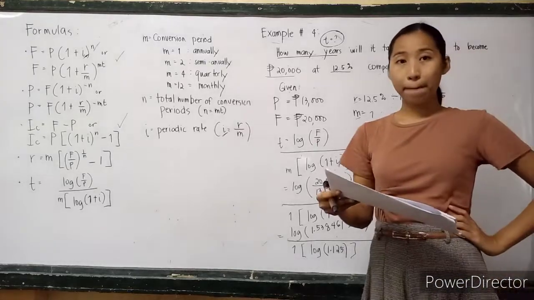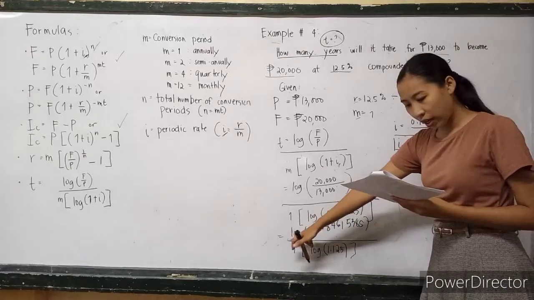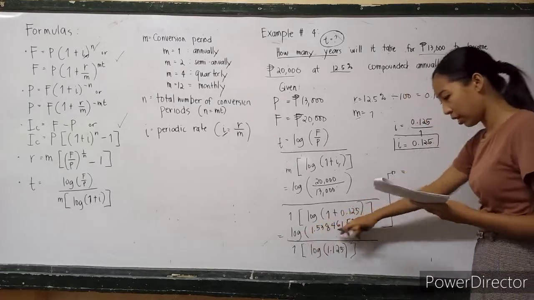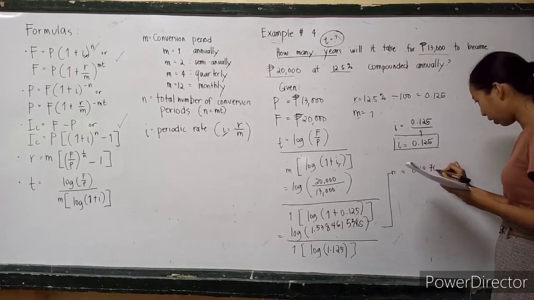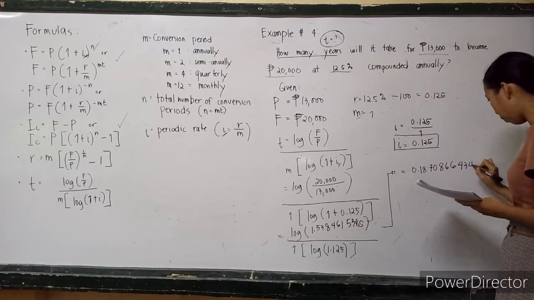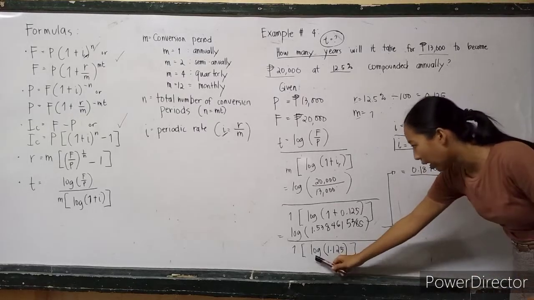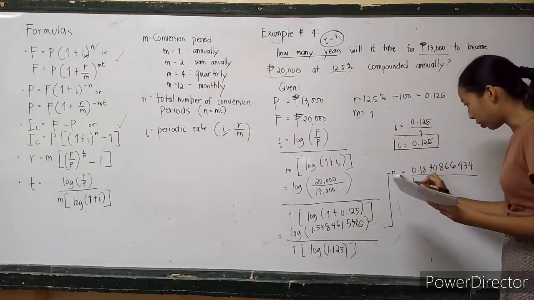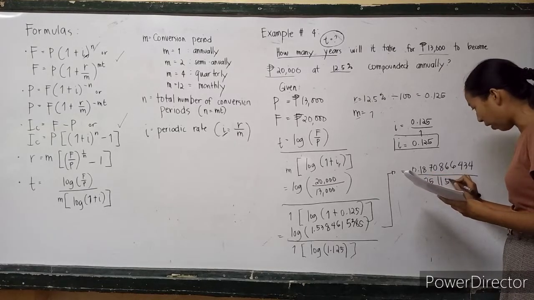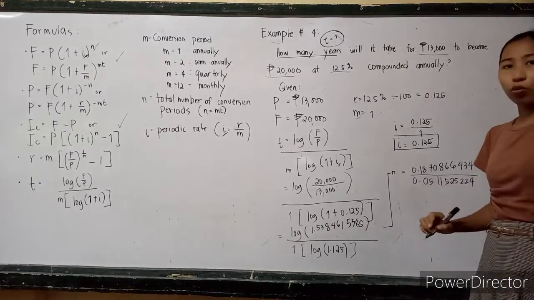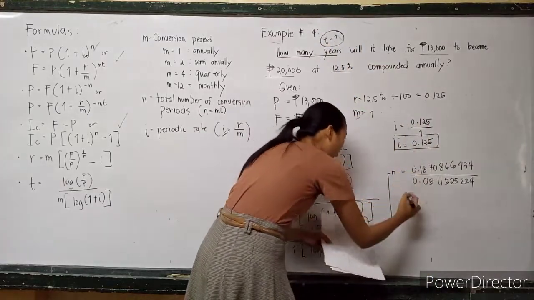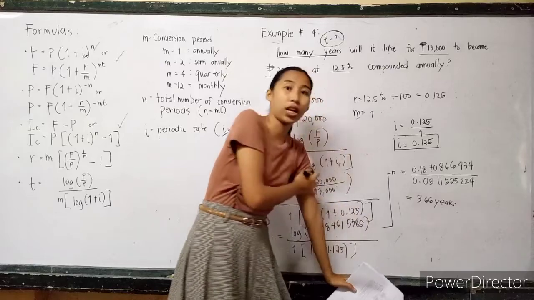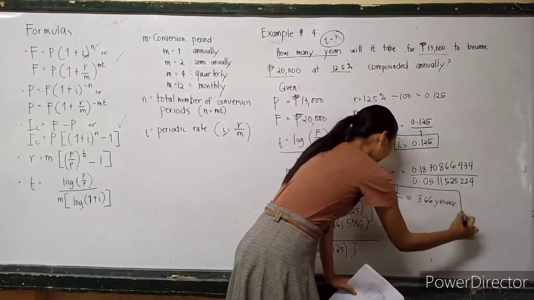Okay, next, get the log of this. The log of 1.125 is 0.1870434. Okay. We divide by the log, multiplied by 1 again. So the answer goes straight into your denominator: 0.05115252224. Now we divide the two. The answer is 3.66 years. Actually the answer is longer, we just rounded it off. So, that is your time.